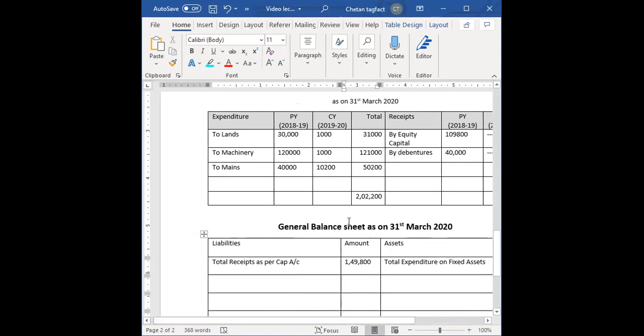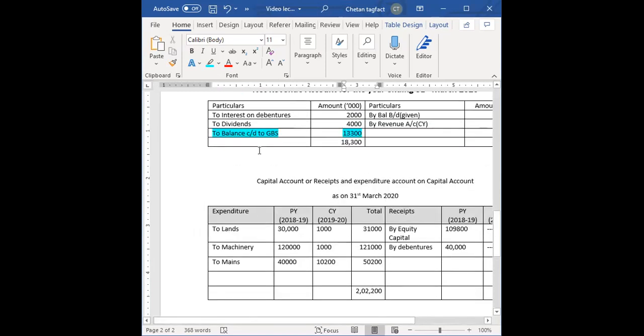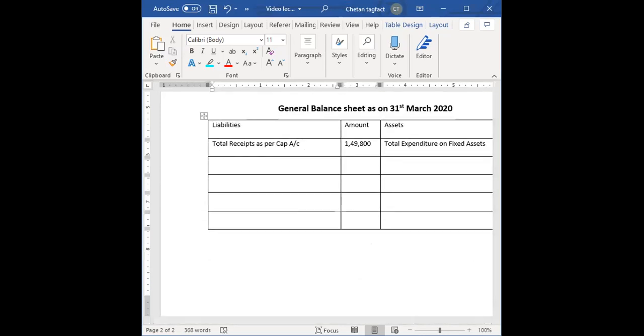Now we have one more item that has to be brought down, and that is said to be liable to your shareholders, which is the profit which is remaining. So the balance carried down to GBR will be taken onto the liability side directly. It is 13,300. So we are going to take net revenue account. These are the three things that you have to first consider when you are preparing your general balance sheet.